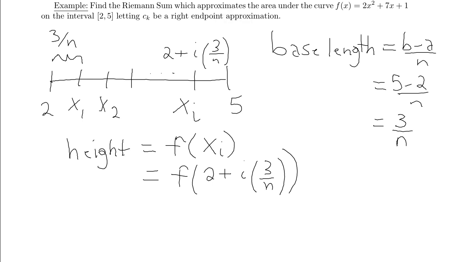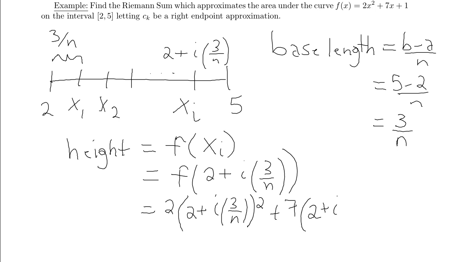And so what we get is, it's kind of ugly, we get 2 times (2 plus i times 3 over n) squared plus 7 times (2 plus i times 3 over n) plus 1. So everywhere we see an x in our function, we're plugging in the value xi, which is that really gross looking thing, the 2 plus i times 3 over n. So that gets plugged in everywhere.